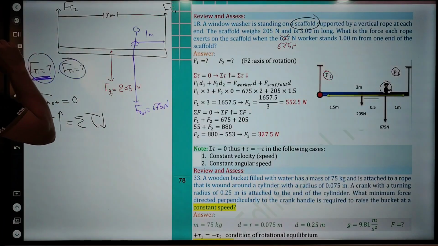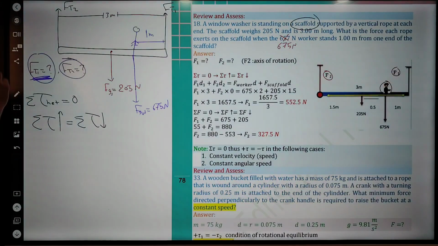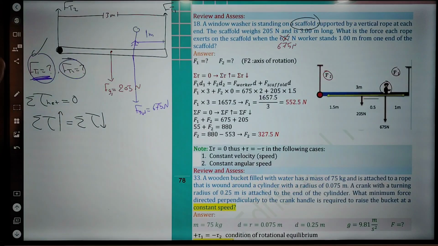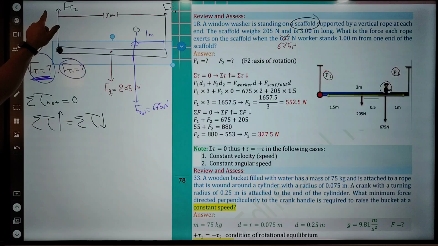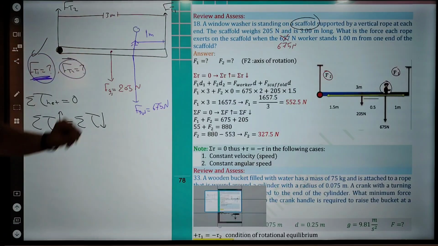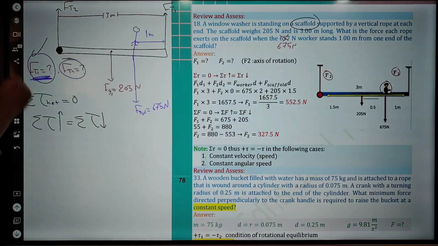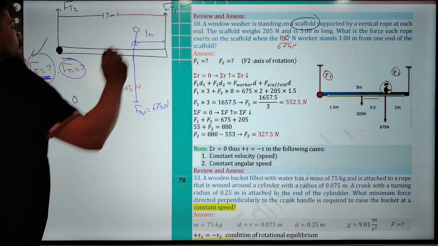So, in this question, without an axis of rotation, we cannot solve the question. To find Ft1, we have to make Ft2 the axis of rotation. Axis of rotation is arbitrary. It's up to you. If you make Ft1 the axis of rotation, you have to find Ft2 first, and after that Ft1. But to find Ft1, we have to select the axis of rotation at Ft2. So where is the axis of rotation? The axis of rotation is located here to find Ft1.